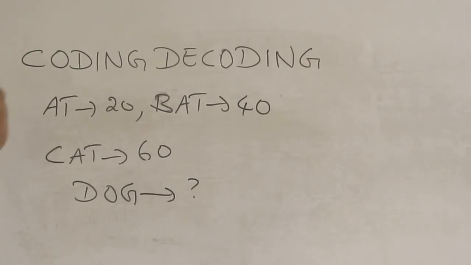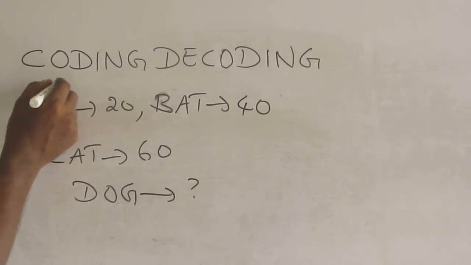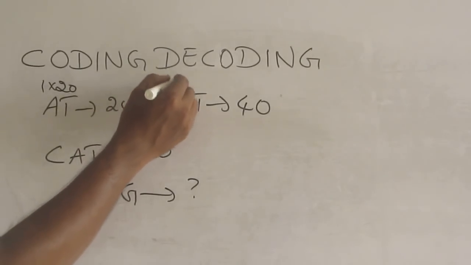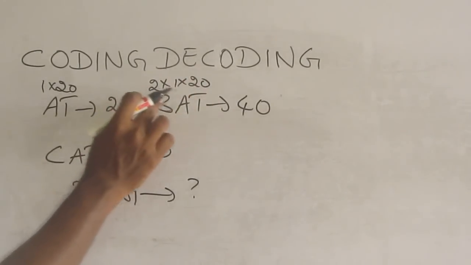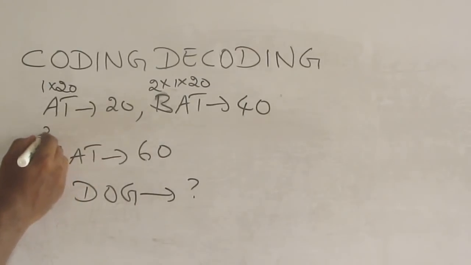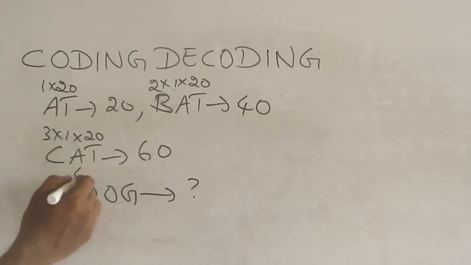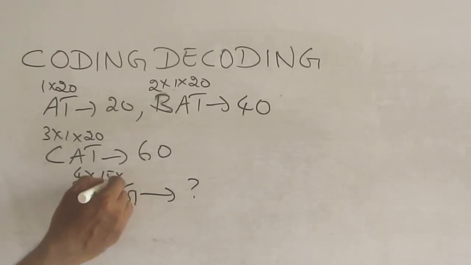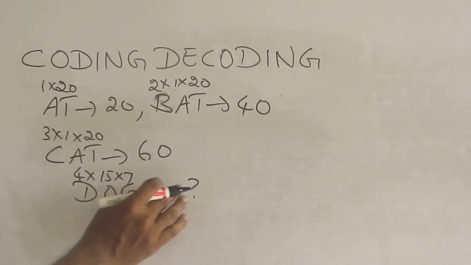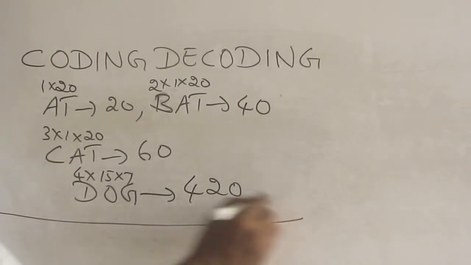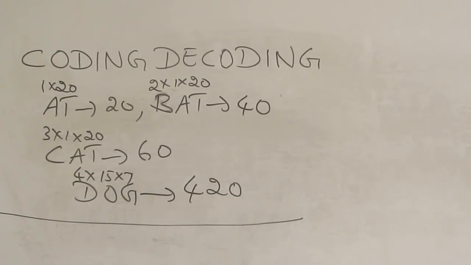Why? Because this value is 1 into 20. Just put the place value: 1 times 20 is 20. 2 times 1 times 20 is 40. 3 times 1 times 20 is 60. And this is 4 times 15 times 7. 4 into 15 is 60, and 60 into 7 is 420. So the code for dog is 420. Okay, shall we go for the next example?